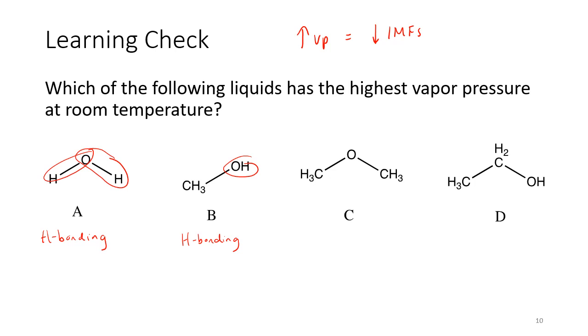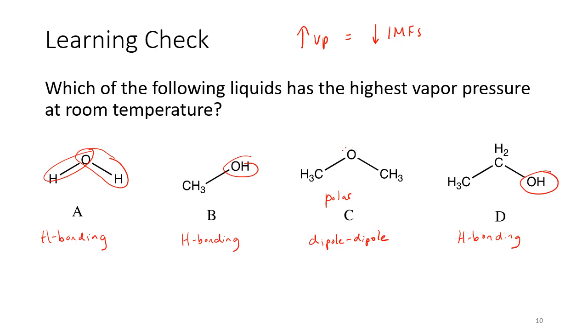C is a compound known as an ether. Its name is dimethyl ether, and it does not contain any hydrogen bonding, but the molecule is a polar molecule, so its strongest intermolecular forces are going to be dipole-dipole interactions because of its polarity. And D is ethanol, and it also contains 1 hydrogen bond per molecule.